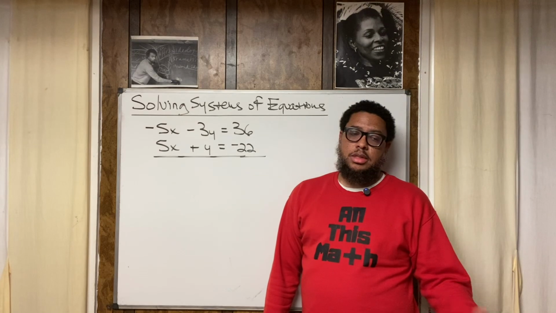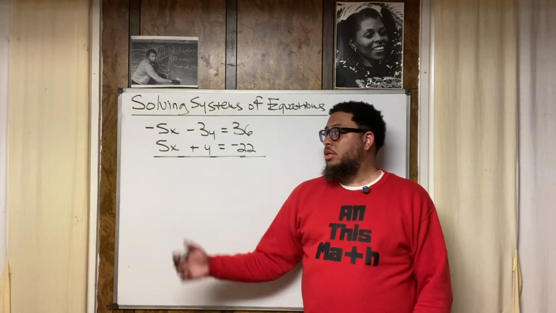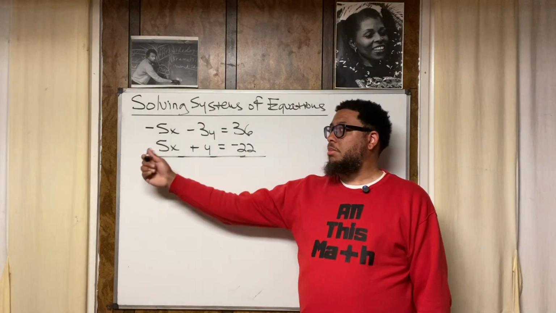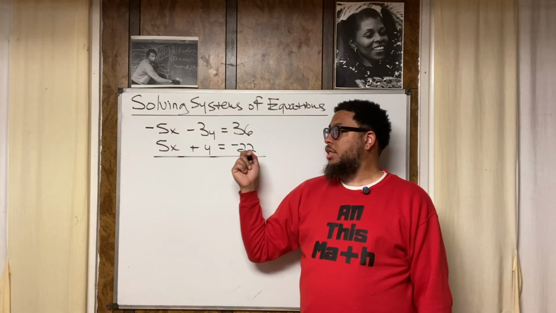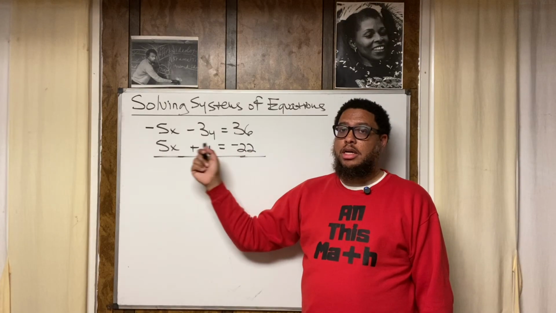So tell the story though. Tell it like it's a story. Every math problem is a story. So what will happen is if I multiply this bottom equation by 3, this is going to change to a 15x. This is going to change to a positive 3y. This is going to change to a negative 66. I'm multiplying everything by a positive 3.